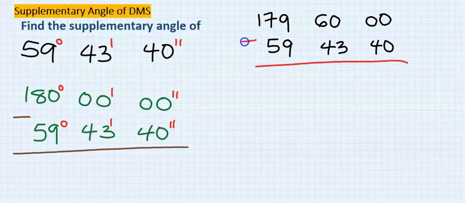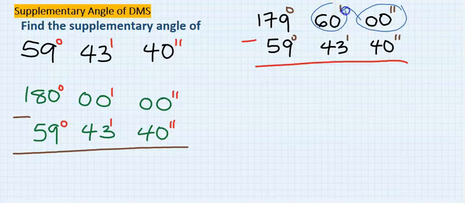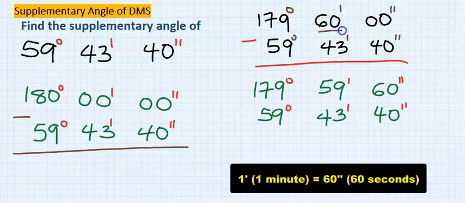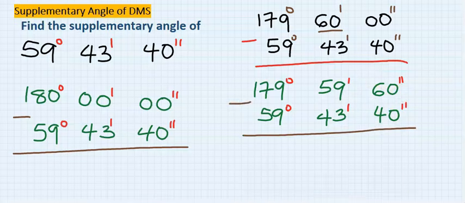Let's see if this can subtract again. However, we still have a problem here. Next, we'll now go to 60 minutes and borrow 1 minute. This is now 59 minutes because we borrowed 1 to this and we have 60 seconds here. Hence, let's try to subtract again.